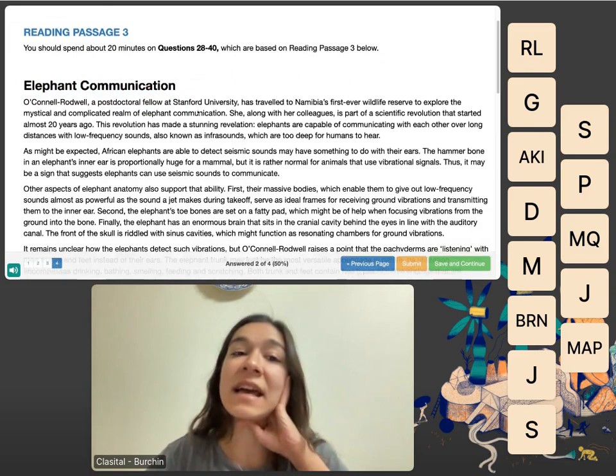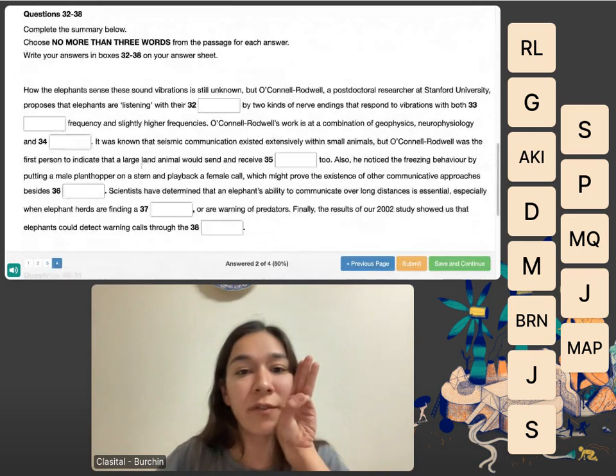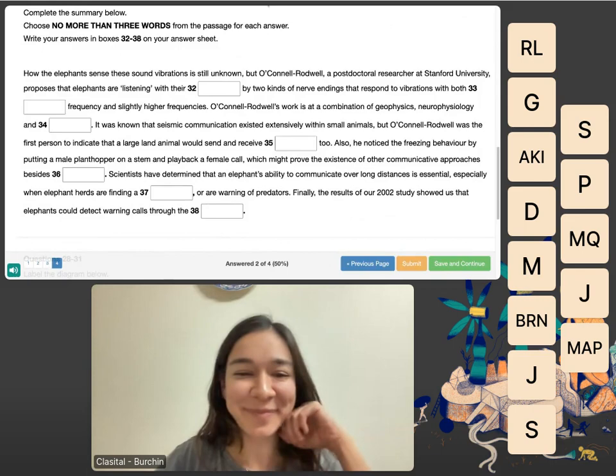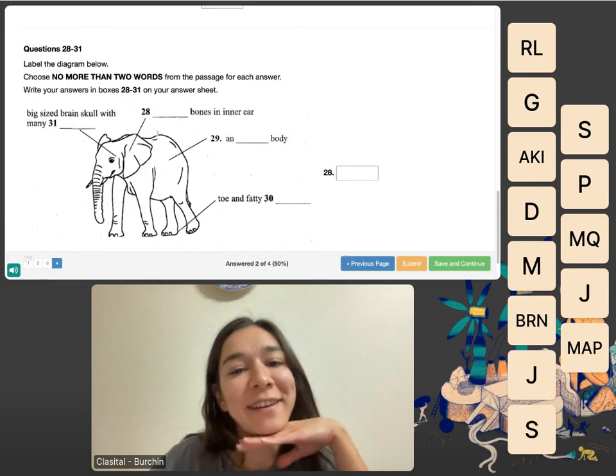This is a reading passage. This is a passage three texts. You have 1, 2, 3, 4, 5, 6, 7. Very good. And also an extra, we have a diagram here too. This is one of my favorite animals.